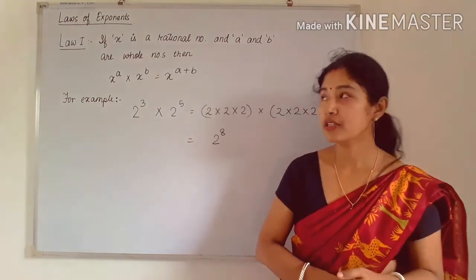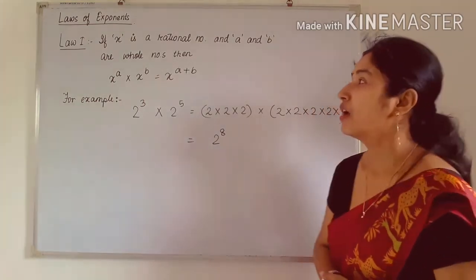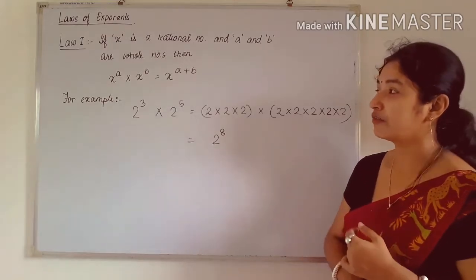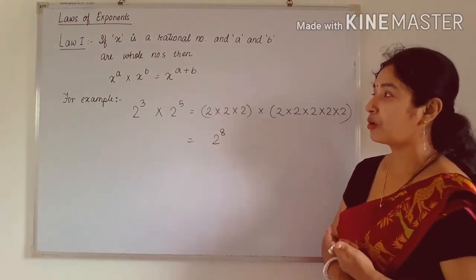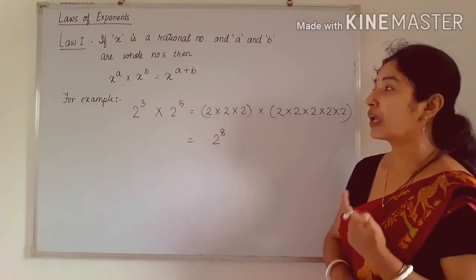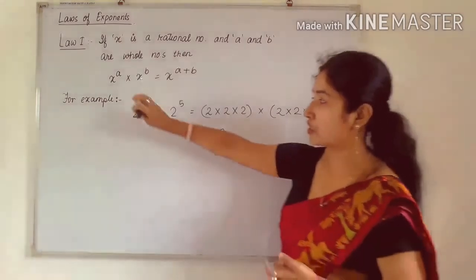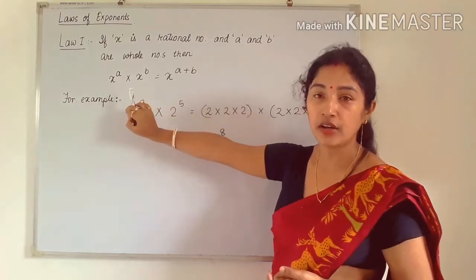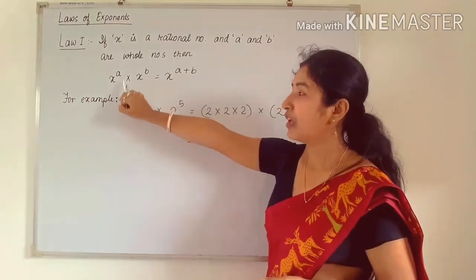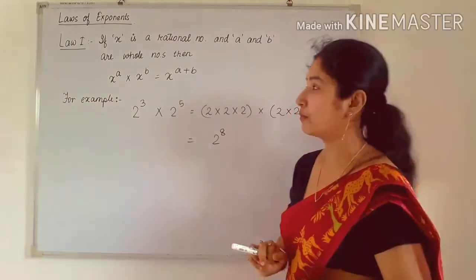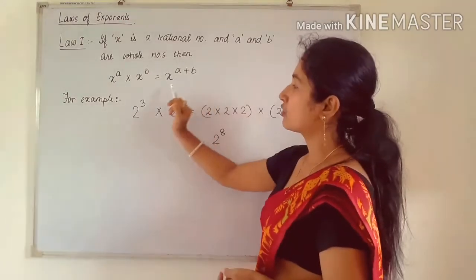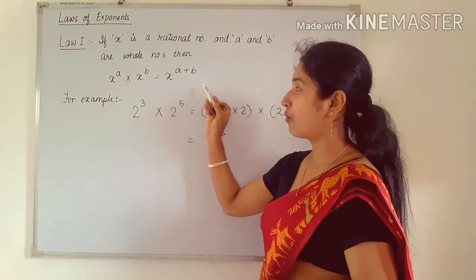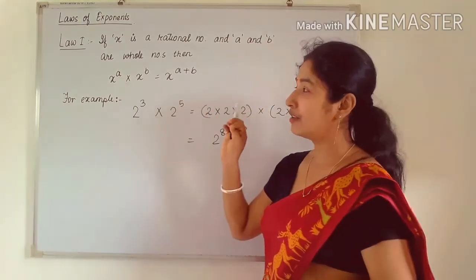First of all I am discussing the first law, and the first law is: if x is a rational number and a and b are whole numbers, then we can write x to the power a into x to the power b is equal to x to the power a plus b. So if this expression is given, that means the base is same and the power is different, and between both of them we have a multiplication symbol. So we can write it as x to the power a plus b. That means if the base is same and the powers are different, then we can add the powers.